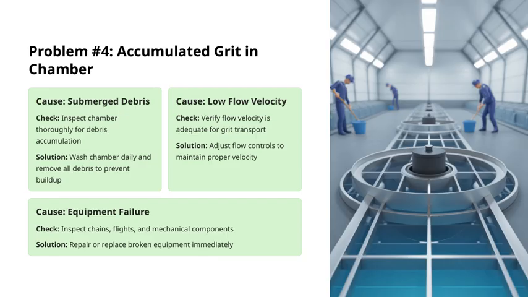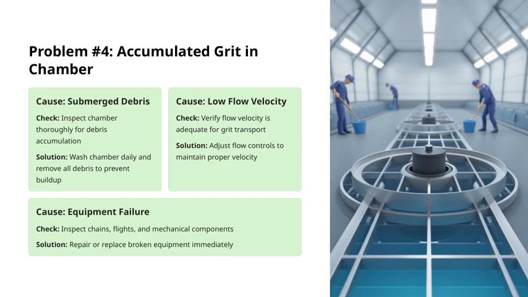Another cause to watch out for is low flow velocity. When the flow isn't strong enough, grit doesn't get transported properly and can settle out. So, it's important to verify that the flow velocity is adequate for moving grit along. If it's too slow, you might need to adjust the flow controls to maintain the proper velocity for effective grit transport.